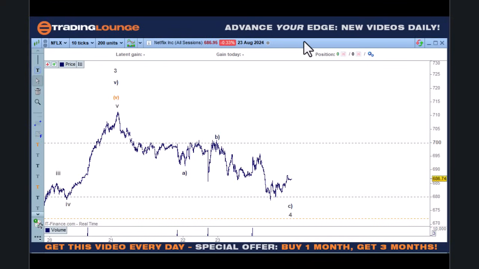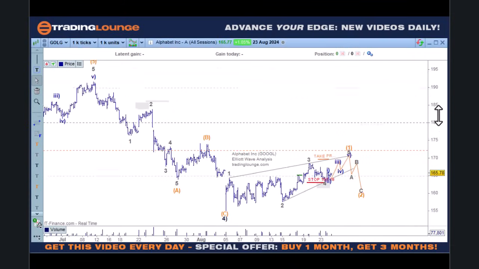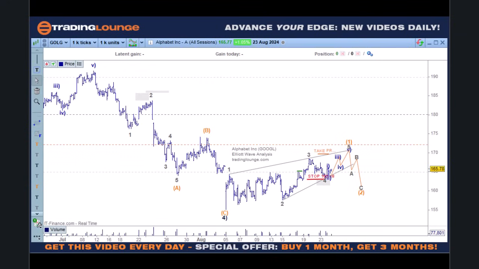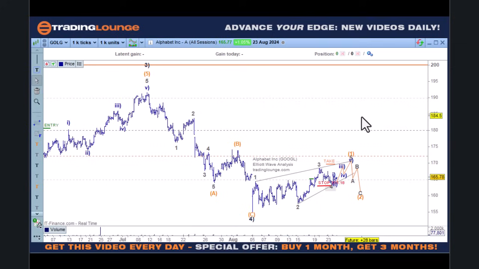Bit like Facebook, really, but probably a little bit worse. But at the same time, probably a little bit safer. So this is Google here, and it hasn't really lifted off the bottom, because when we looked at Netflix, it has taken out the top here. So it's way up here.